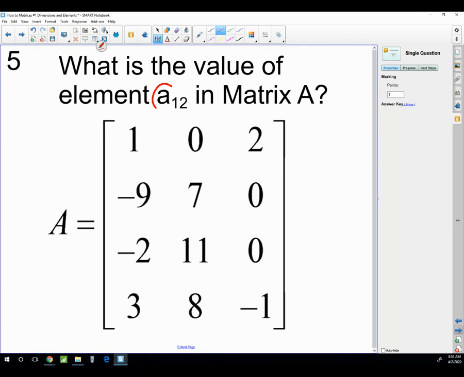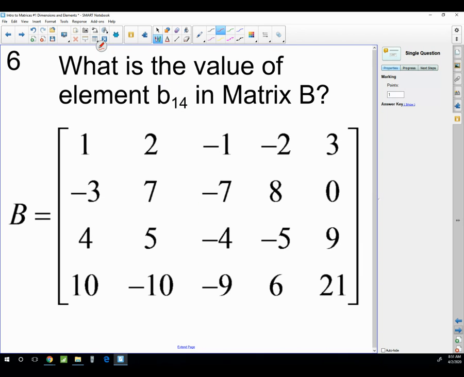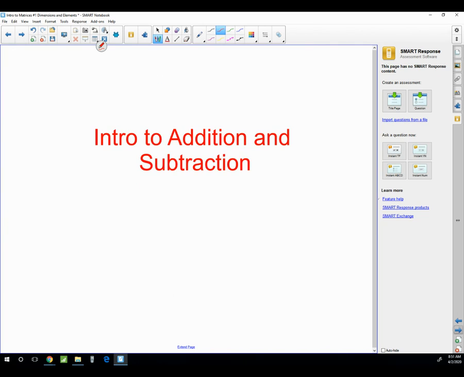Now, I may call this a shorthand method of calling that is the 12 element. That may not be technically correct, but I'm going to use it. So the 12 element is the 1st row, 2nd column. It is that 0 right there. So you can guess the 14 element. Keep in mind, if that's a B, then this needs to be a B. 1st row, 4th column is that -2. And so the answer to number 6 is -2.